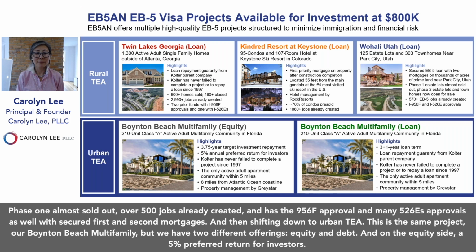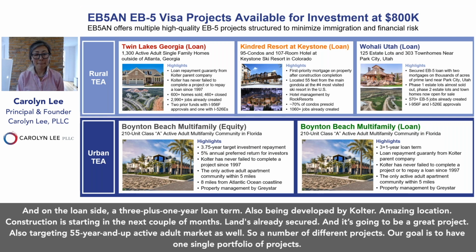And then shifting down to urban TEA, this is the same project, our Boynton Beach multifamily, but we have two different offerings, equity and debt. On the equity side, a 5% preferred return for investors, and on the loan side, a 3+1 year loan term. Also being developed by Coulter, amazing location. Construction is starting in the next couple of months. Land's already secured, and is going to be a great project. Also targeting 55-year and up active adult market as well. So a number of different projects.